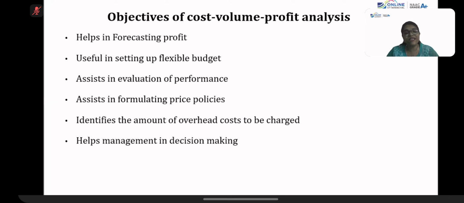And obviously, it will help the management to take decisions like whether to introduce new product, discontinue the product, expand the product capacity. Okay. So when you use this CVP, students, companies can make informed decisions on various operational and strategic issues, optimizing both cost and revenue. Okay.